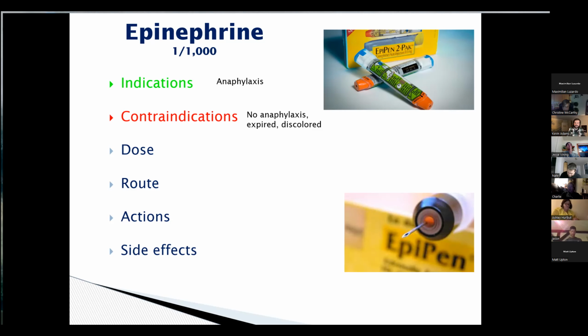Contraindications are that they're not in anaphylaxis, or the medication is expired, or it looks gross. I don't know if you guys can see in this picture, but right here on this EpiPen, there's a little bit of a window, and that gives you a view of what the medication looks like. So if you're going to assist somebody with an EpiPen, take a look at that. Make sure you don't see any floaties. It should be a pretty crystal clear color, but if it's really brown or green, it's discolored, you shouldn't give it. That means the medication's bad.